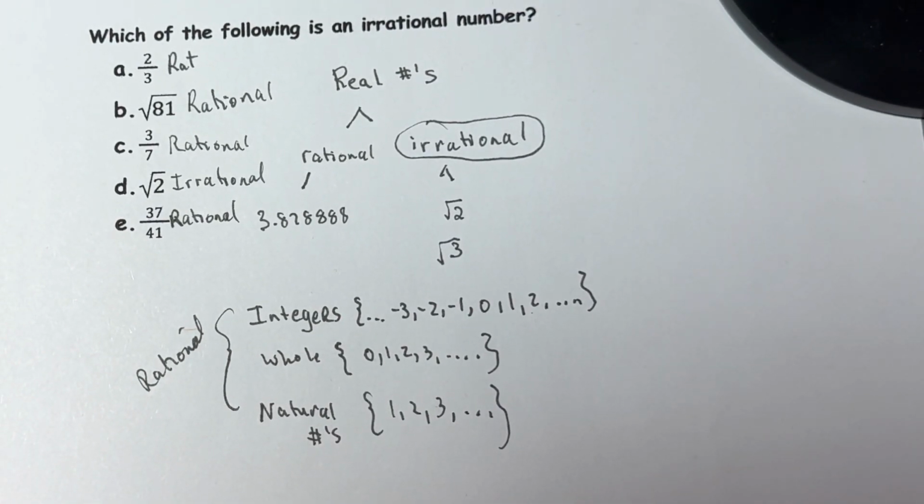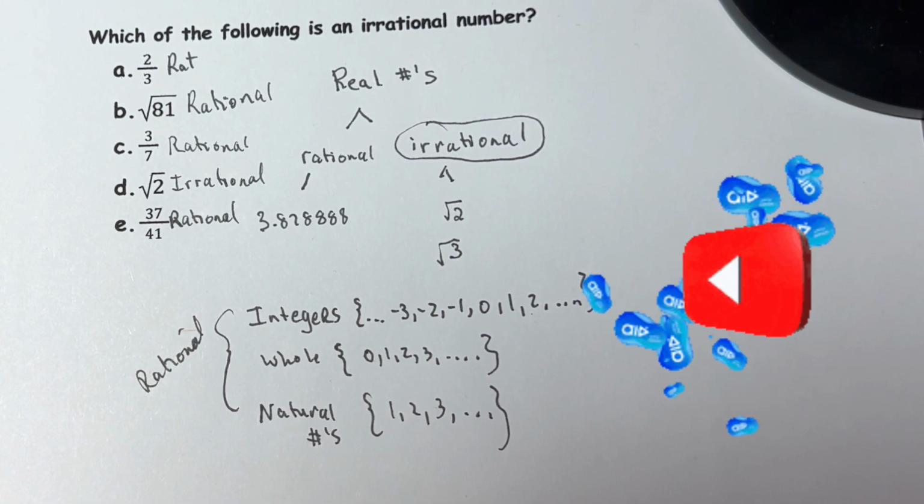So when you think about irrational numbers, just think numbers where the decimal goes on forever and is non-repeating.